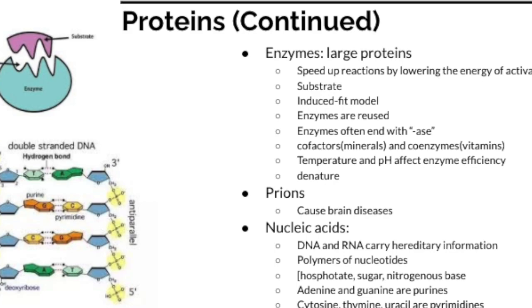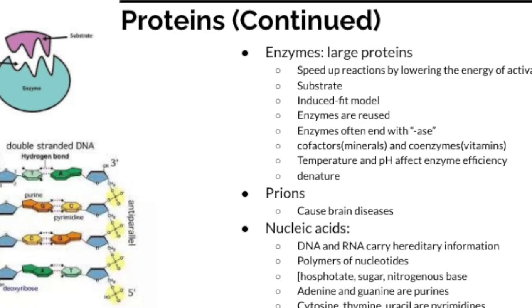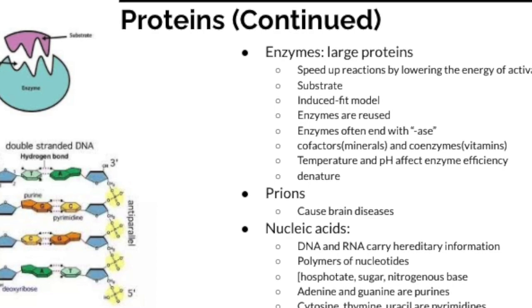Nitrogenous bases are adenine, cytosine, guanine, and thymine in DNA, and in RNA, instead of thymine, it's uracil. Adenine and guanine are purines. A way to remember that is angels have pure hearts, and the hearts refer to 2. And the cytosine and thymine and uracil are pyrimidines.